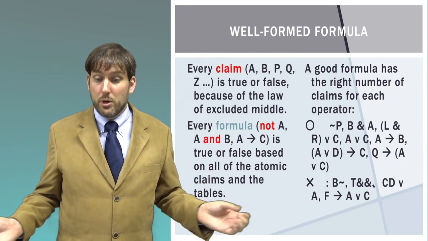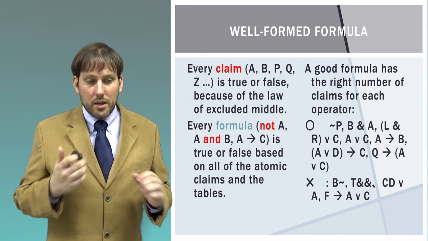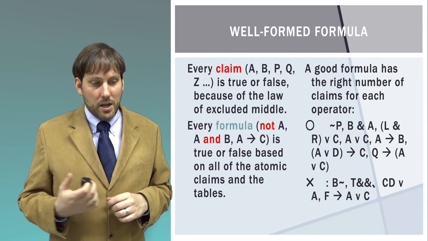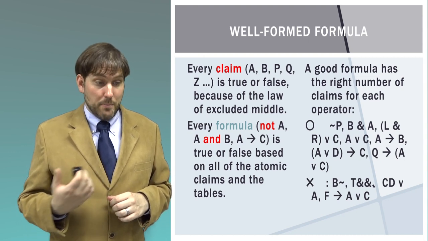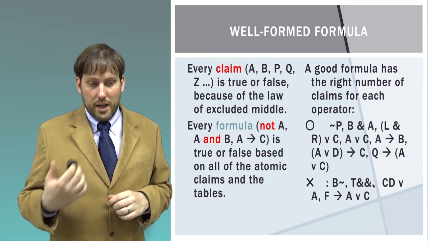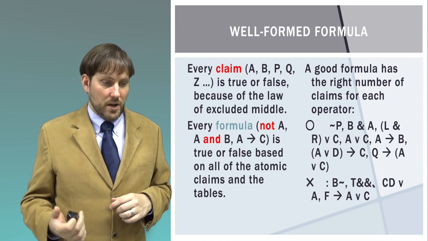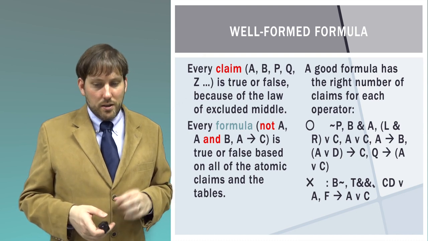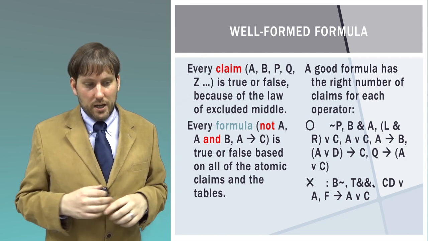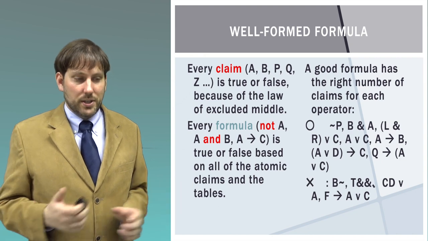So A and B, we call it a formula because it has two things in it with the word and. A good formula also has to have the right number of operators for each claim. So for instance, not P is fine, B and A is fine, L and R or C is fine, A or C is fine, A implies B is fine, A or D implies C is fine. But things like the letter B followed by not, not fine. T followed by and, not fine. We have to make sure we have the right number of things and everything is connected well.